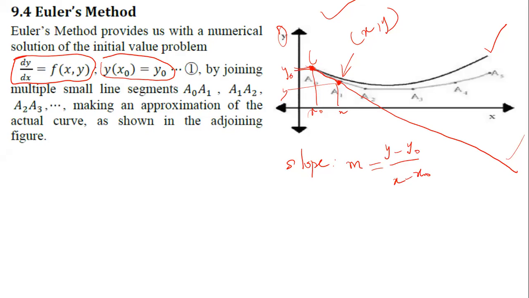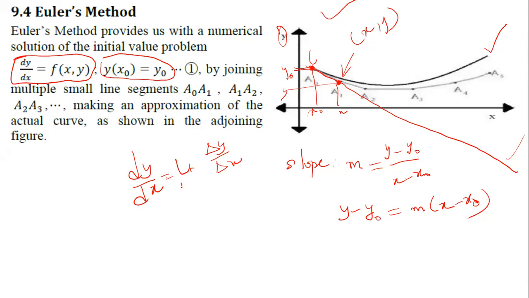Once we have this expression, we can write it as y minus y naught equals m into (x minus x naught). Now m is the slope, and you also know that the differentiation of a function at a point, dy upon dx, is simply the slope, that is, del y upon del x when del x tends to 0.